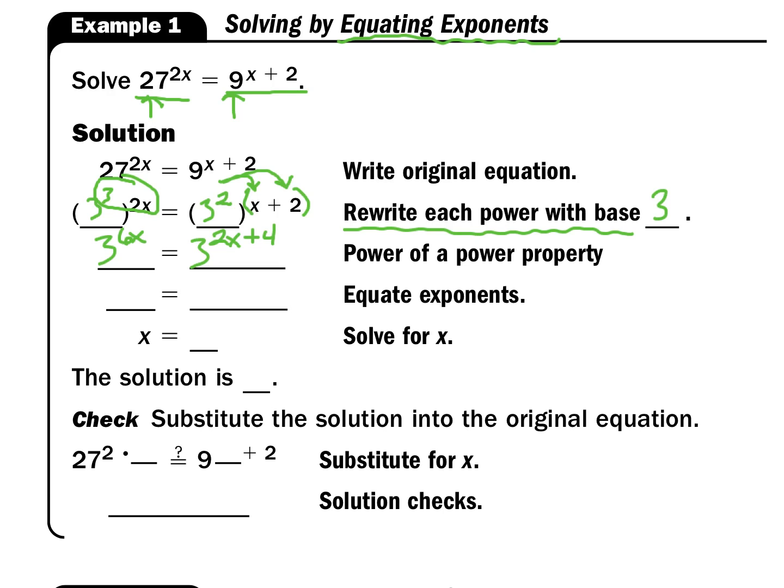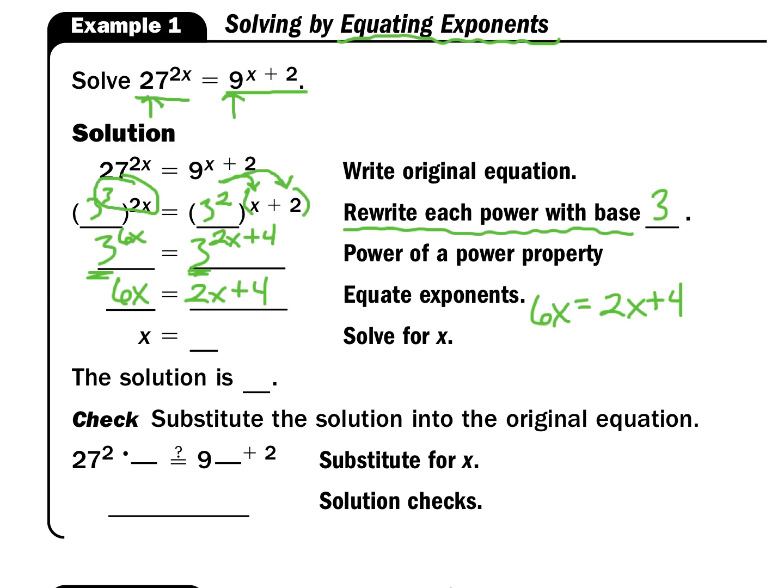So now I have the same base on both sides, so I can equate the exponents. On the left-hand side, my exponent is 6x. On the right-hand side, my exponent is 2x plus 4. So now I go ahead and solve for x. So 6x equals 2x plus 4.